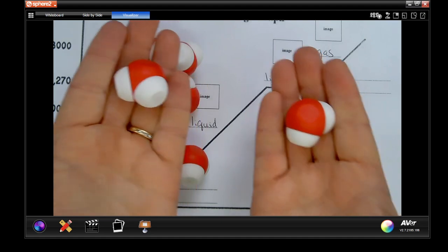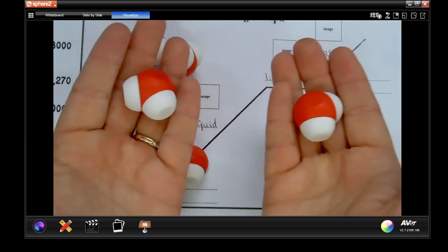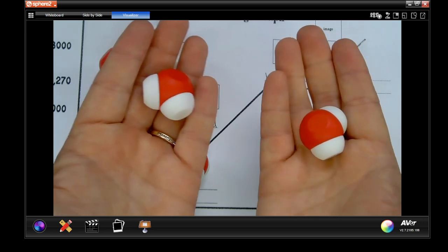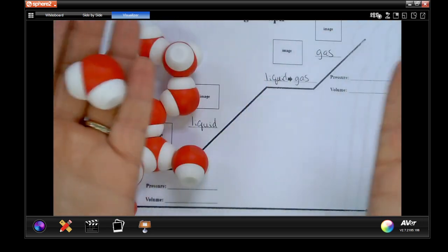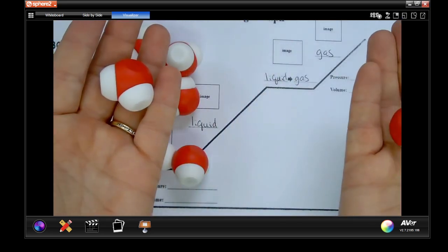So students always think when I go to a gas, I'm actually separating the hydrogen and the oxygen. I'm not. It's still a water molecule, still together. The atoms are still together. It's just now the molecules are separated. Those intermolecular forces are removed, okay?